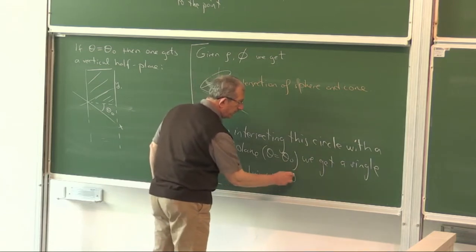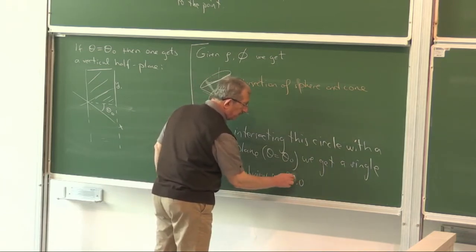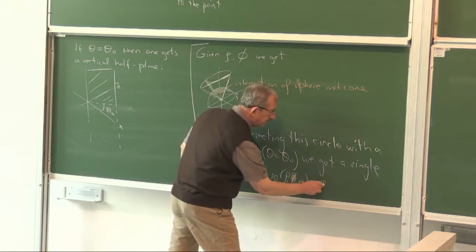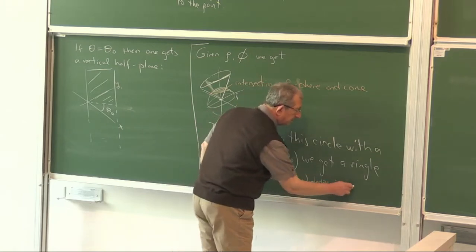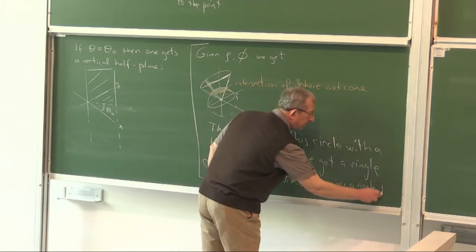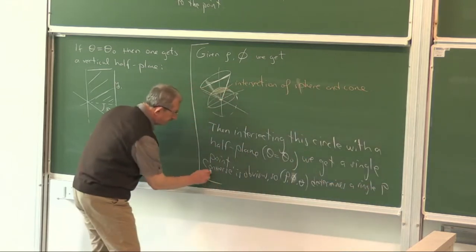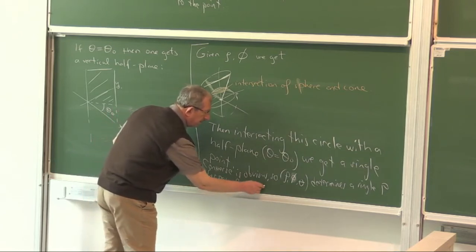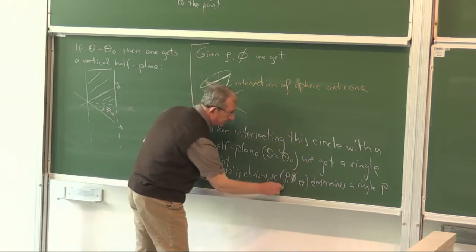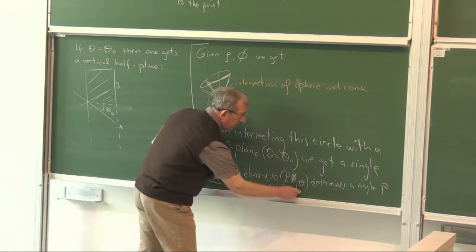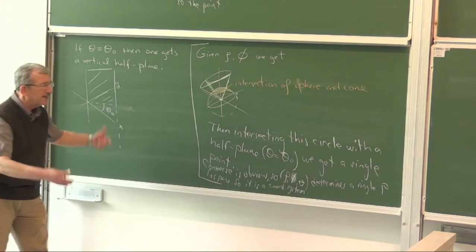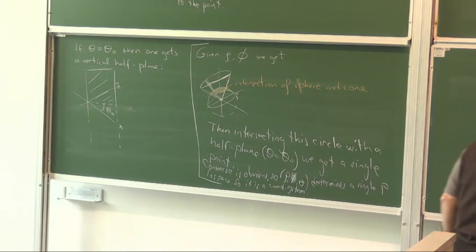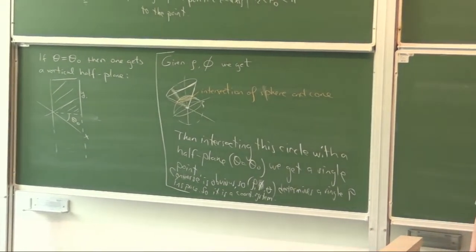So, rho, phi, theta, we will usually use it in this order, determines a single point in space. So, it is a coordinate system. We can represent all points this way.